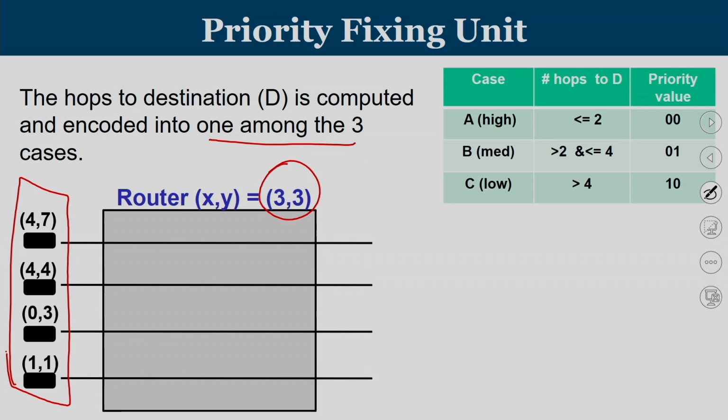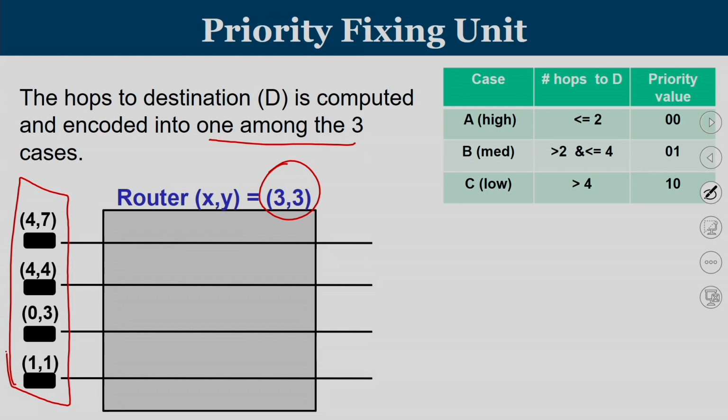So the hops to destination is computed by Euclidean distance. So 4, 7, there exists one difference. So from 33 to reach 4, 7, you have to move one hop in the x dimension and 4 hops in the y dimension. So totally it is 5 hops. Similarly 4, 4 will have total of 1 plus 1, 2 hops to make. 03 has to make 3 more hops. 11 has to make 4 more hops.